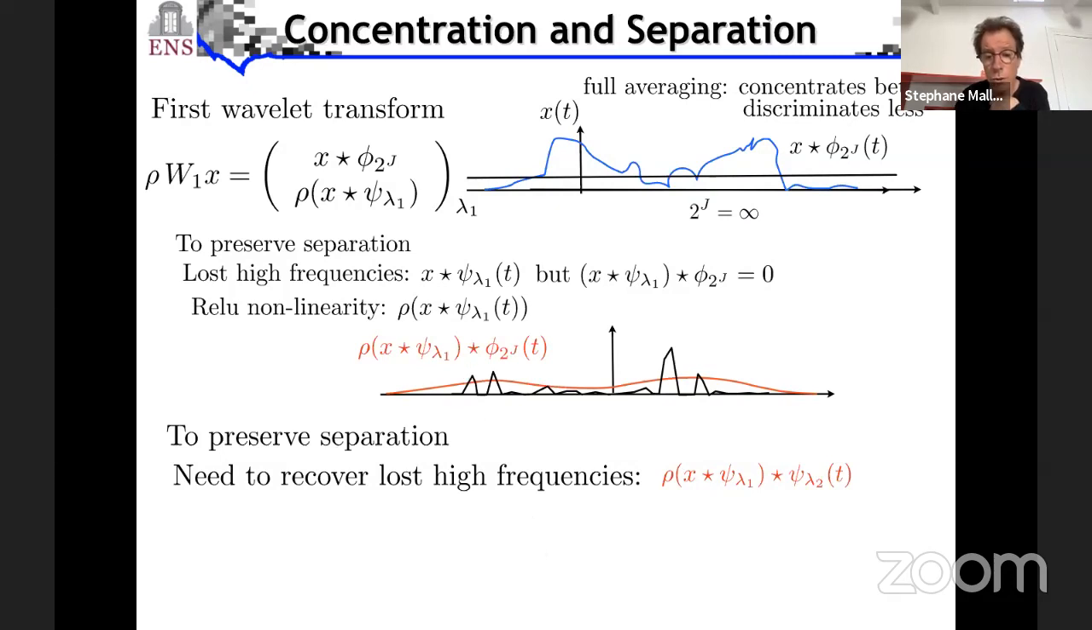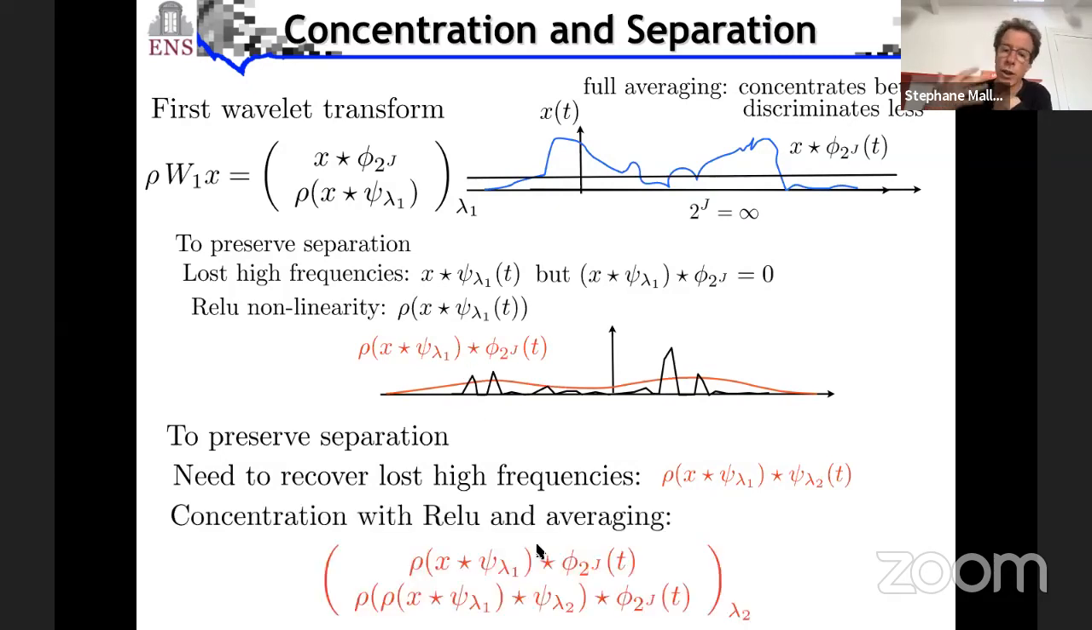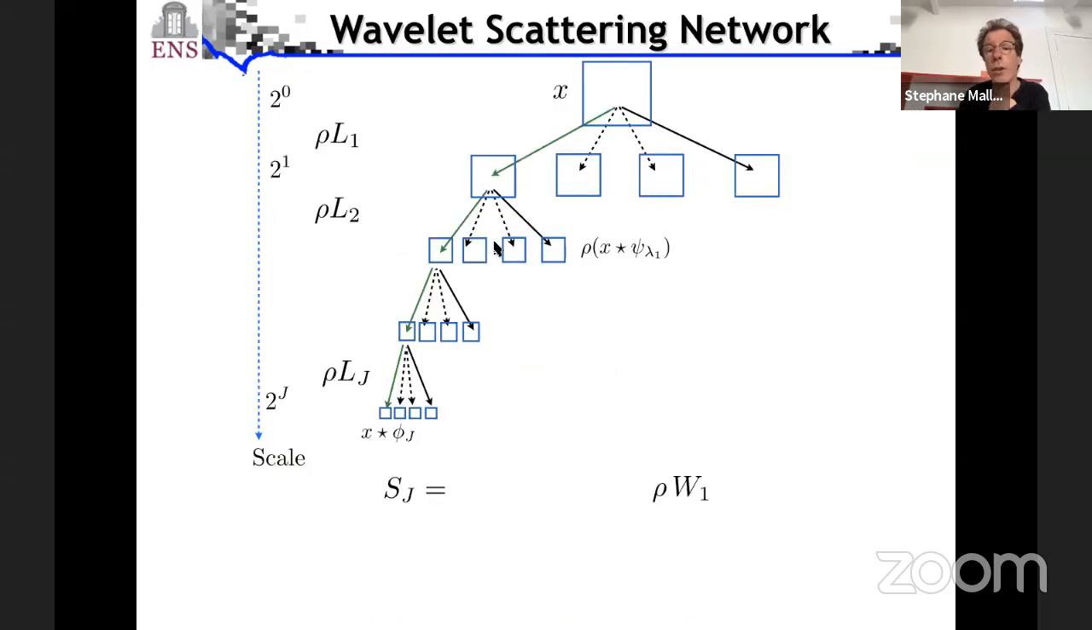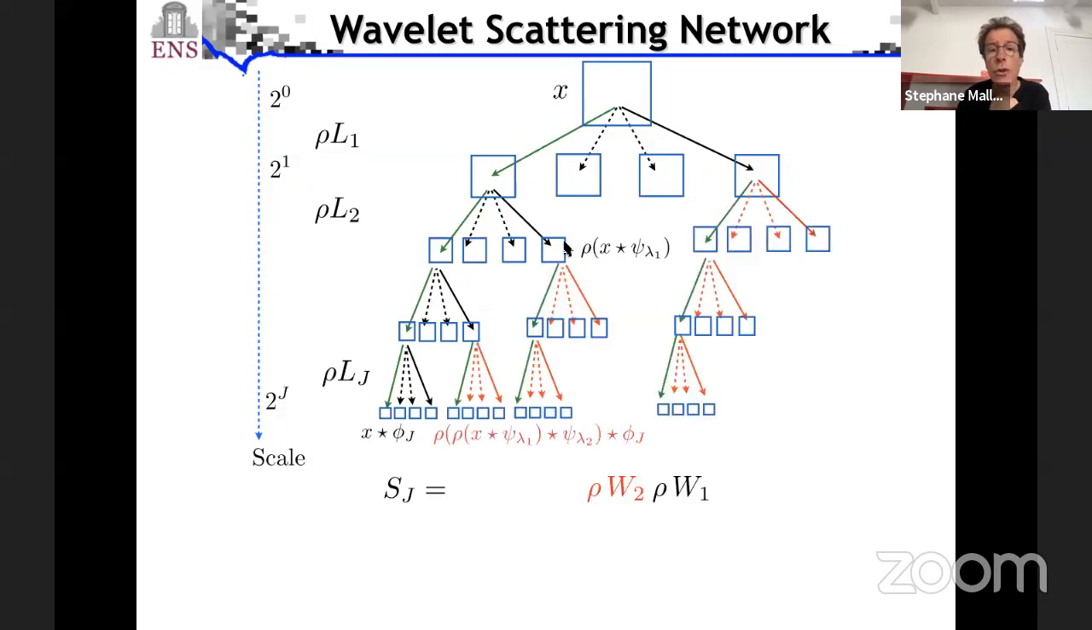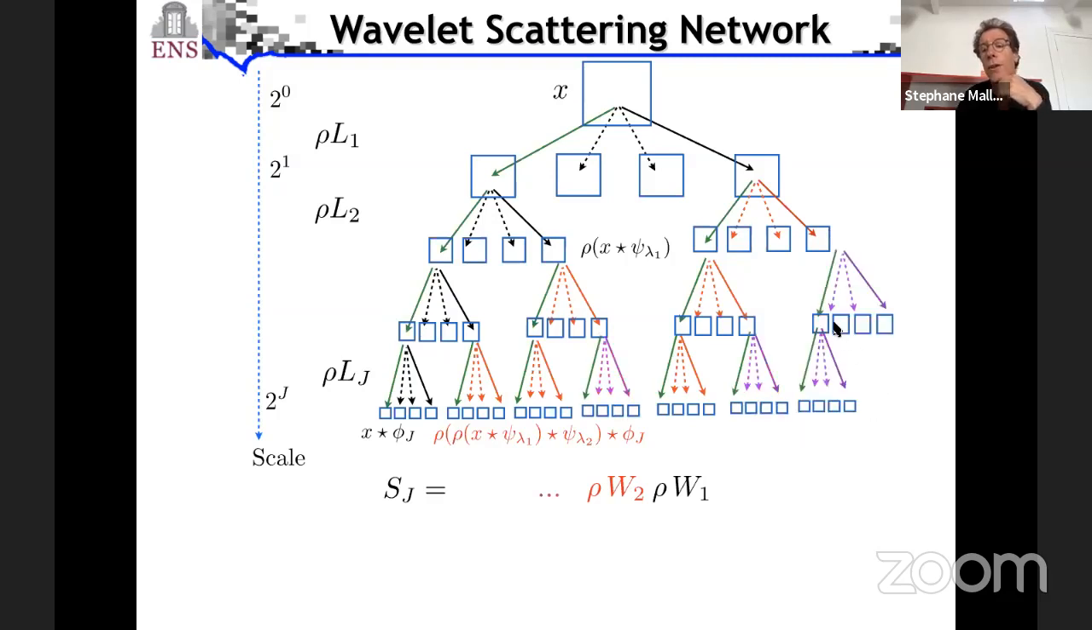If you want to have an information which again concentrates, you are going to average, but if you don't want to get a zero, you are going to put a rectifier. And here you see appearing the structure of a deep network. Basically, you have a first wavelet transform, the rectification. And then if you want to average it in order to have an output which concentrates well, you need to extract all the other details that you've lost. It's a second wavelet transform. And now these coefficients, if you want to average them, you also need to extract the details and so on. And you see a cascade of these wavelet transforms.